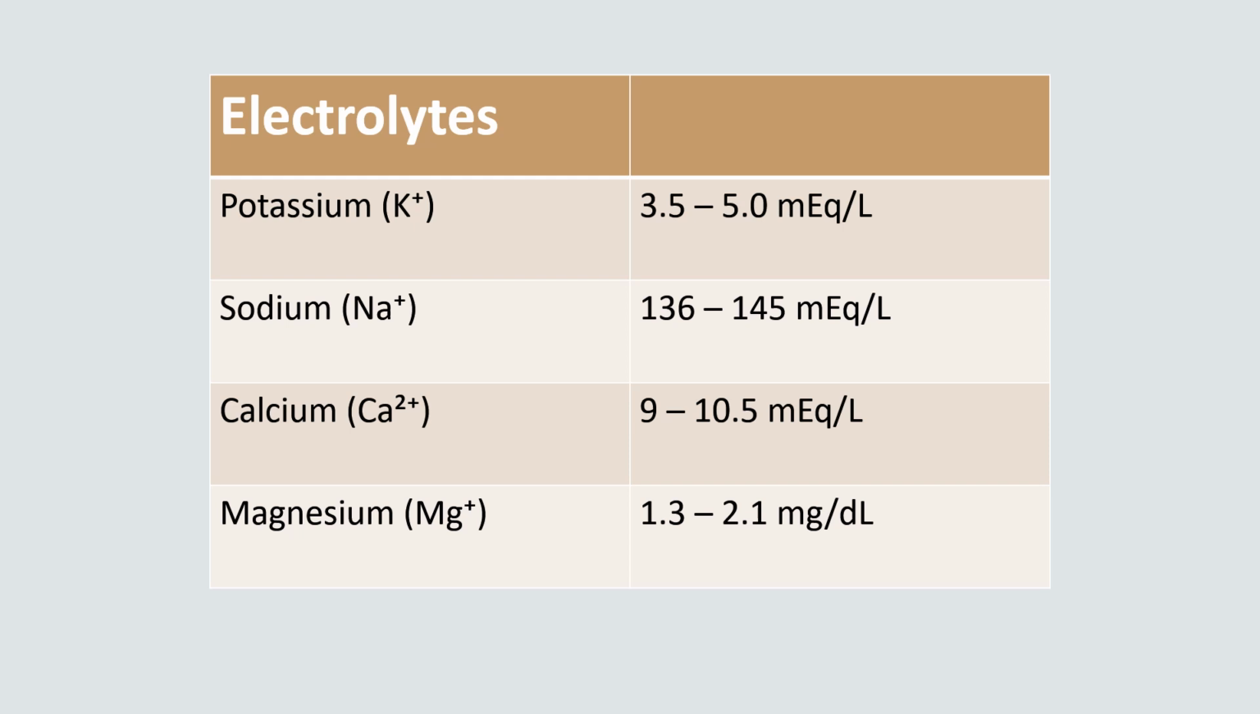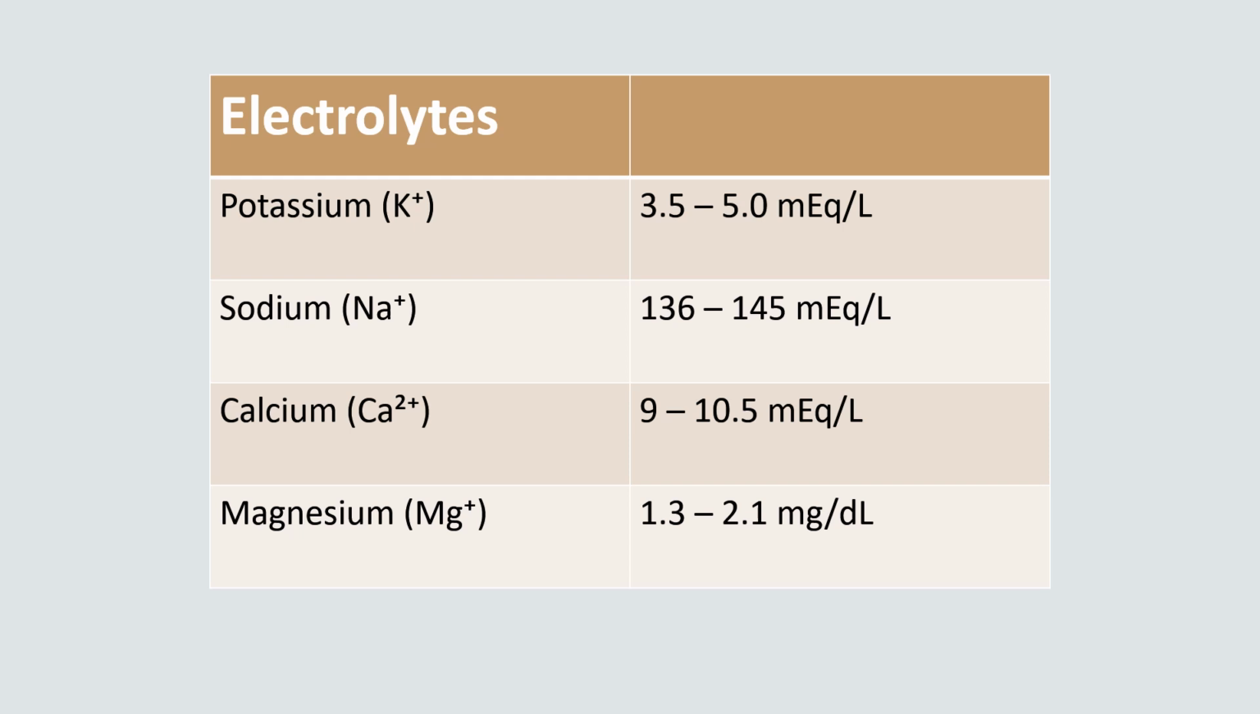Potassium is the largest intracellular electrolyte. The function of potassium is to support the transmission of electrical impulses of the nerves and muscles. The kidneys are responsible for the primary excretion of potassium, and the rest is lost through sweat and the digestive tract.